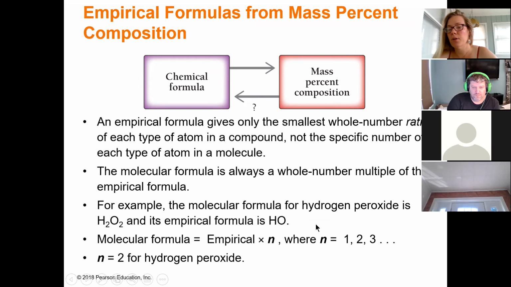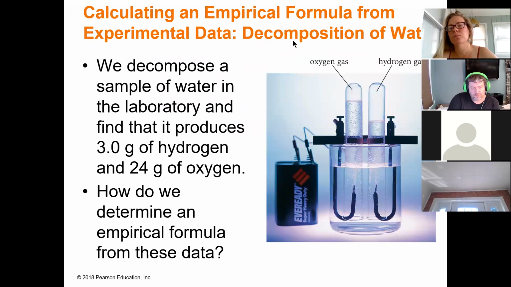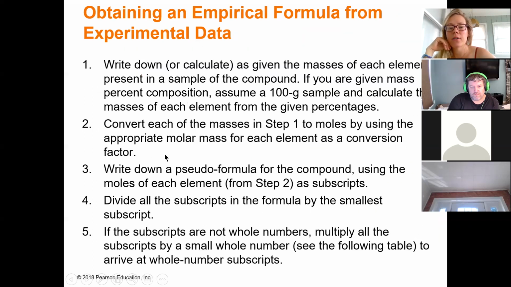So in order to calculate the empirical formula of, let's say, water, we know the formula, but we're going to prove it. So we're going to decompose a sample of water in the lab. And what happens is we produce 3 grams of hydrogen and 24 grams of oxygen. Determine the empirical formula for water. We know it's H2O, but let's prove it from these values. So the system that you're going to follow is this. You write down or calculate as given all of the masses of each element present.